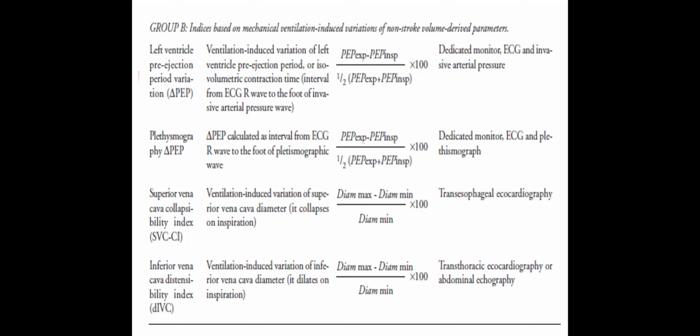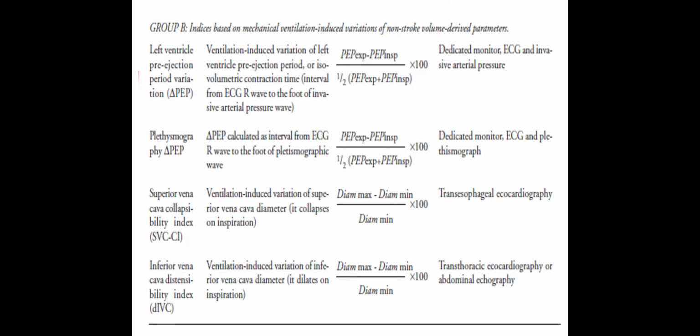So delta PEP, which is the pre-ejection period variation, can also be calculated using plethysmography, with the same formula, but here the ECG R wave to the foot of the plethysmographic wave will be calculated by the dedicated monitor. And in place of invasive arterial pressure, we will use a plethysmographic wave. One is an invasive and one is a non-invasive technique.